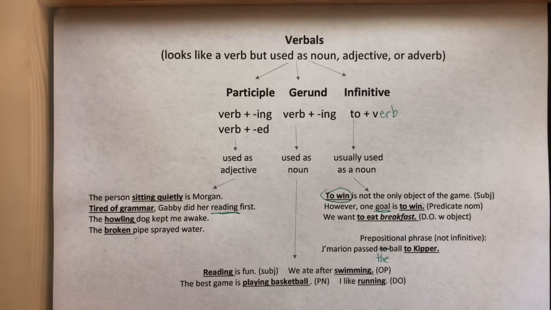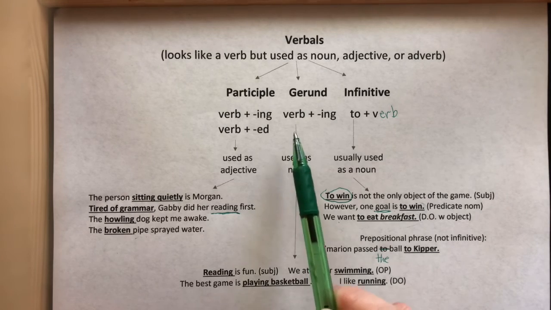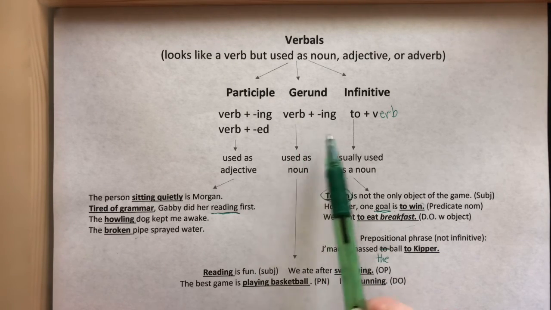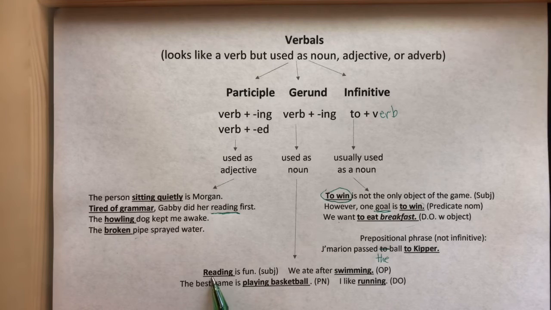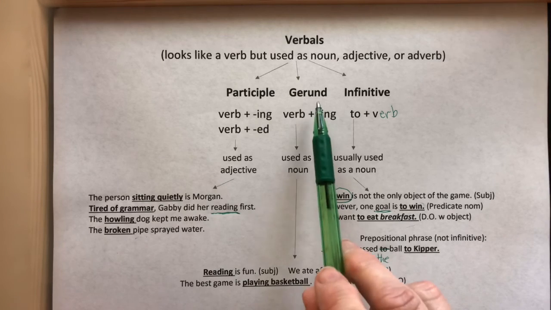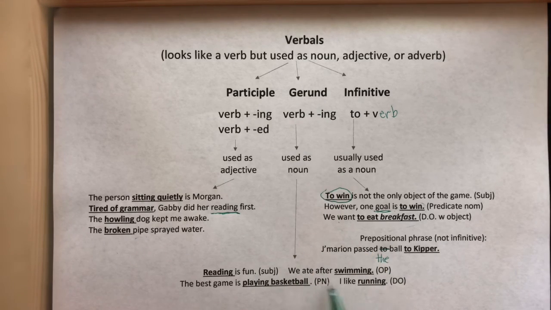Last type of verbal, gerunds. These you probably haven't heard of before. These are verb forms that are used as a noun, and they'll start with a verb with ing, like running or walking or swimming. Let's look at this first one. Reading is fun. This one's used as the subject of the sentence. Who or what is the sentence about? Reading. So that's the subject, and it's a verbal, it's a gerund. Let's look at another one.